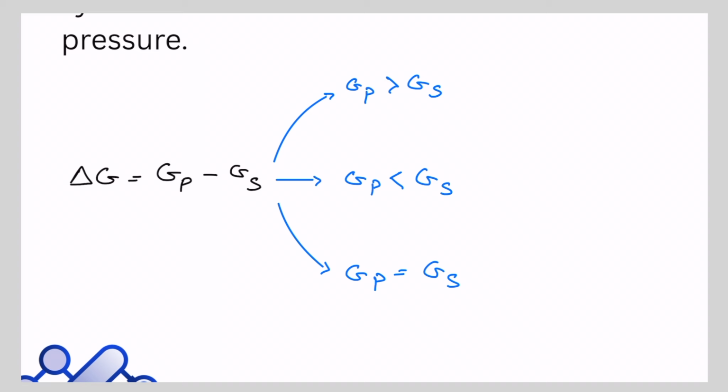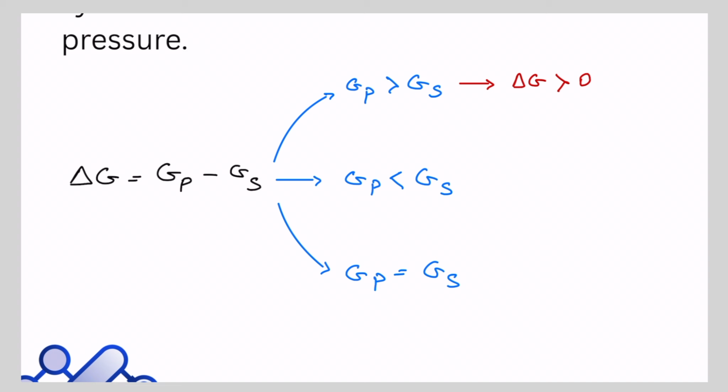If the energy of your product is more than the energy of your substrate, it means that energy was needed to make this reaction happen. So your delta G here is going to be more than 0. This is a chemical reaction that requires energy to proceed.